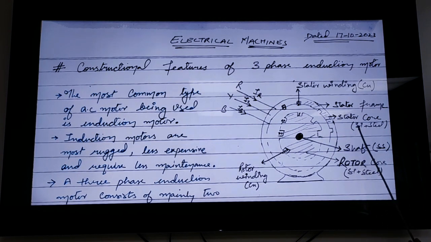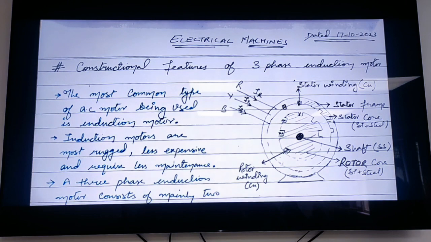Then there is the stator core. This is the stator frame, the outside stator frame. Inside that we have the stator core. The stator core is made up of silicon steel stampings. Why are we using silicon steel?